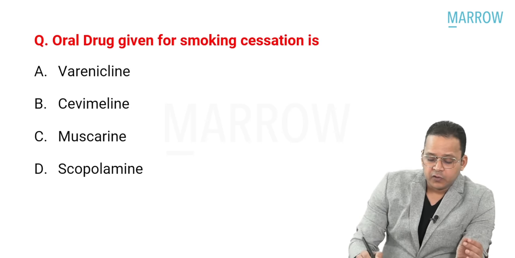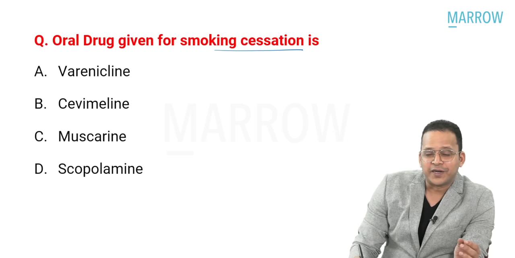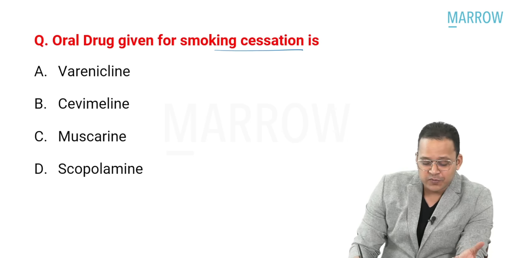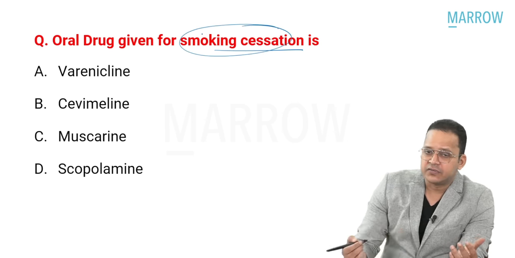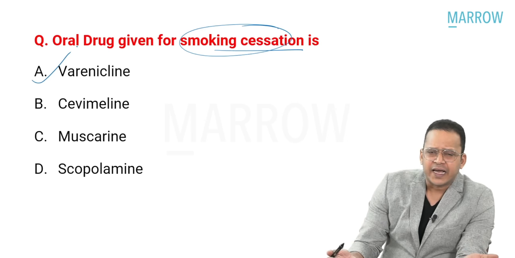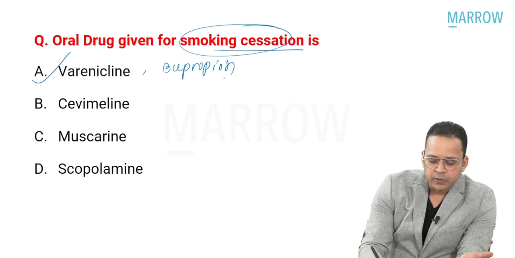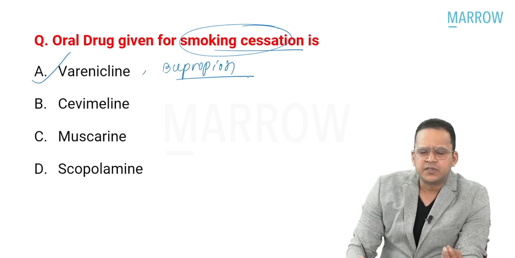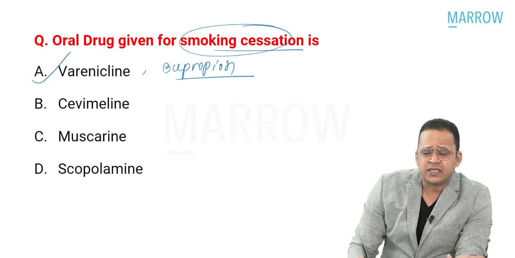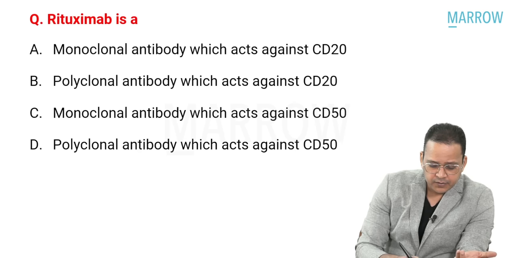Oral drug given for smoking cessation. Varenicline, cevimeline, muscarine, scopolamine. It's a very easy MCQ. It has been asked multiple times. Smoking cessation is a very commonly asked MCQ. And I don't even think I need to explain here. The answer is varenicline. And the other oral drug which is used is bupropion. And we do use gums and lozenges of nicotine. That is also oral use of drugs. So answer is option A.